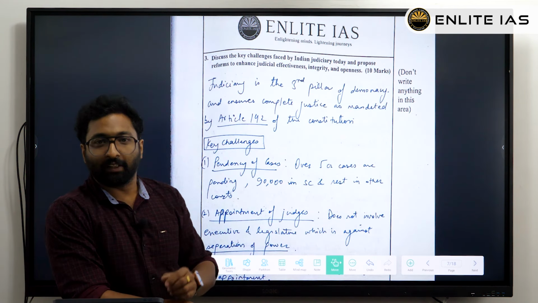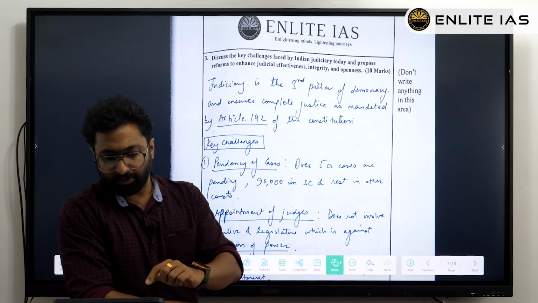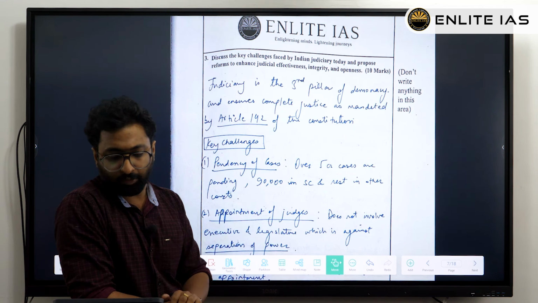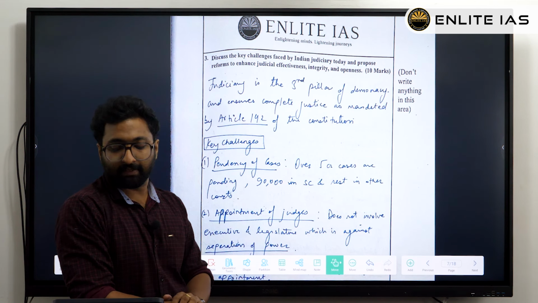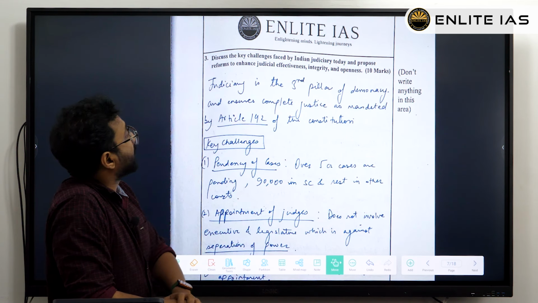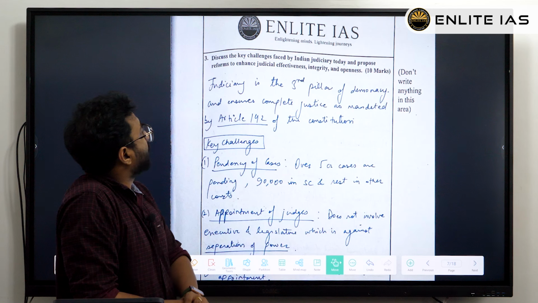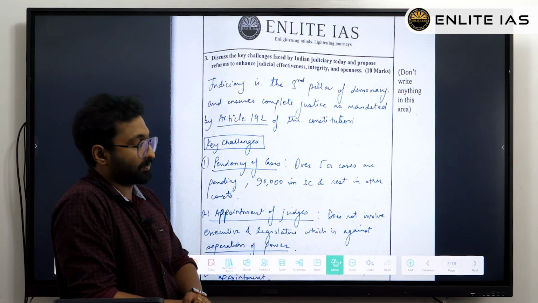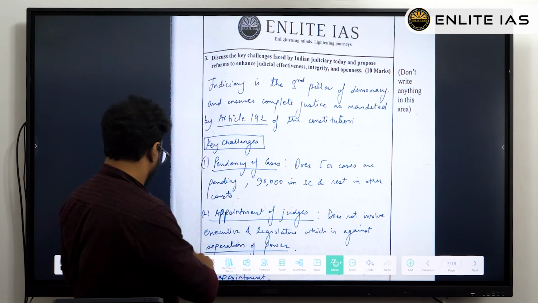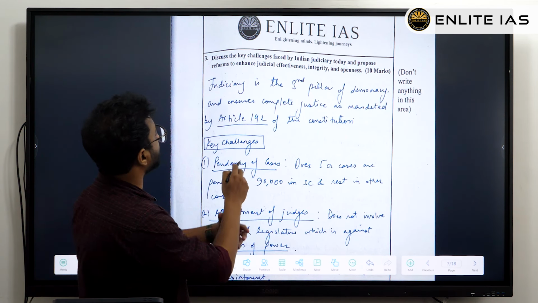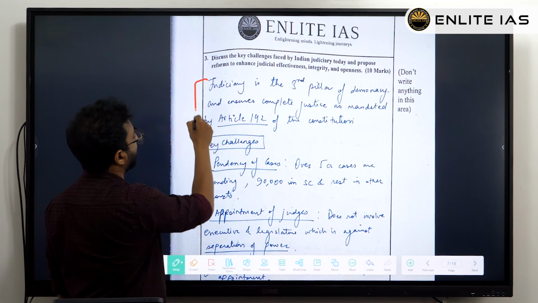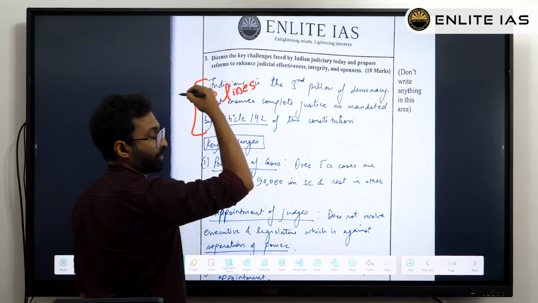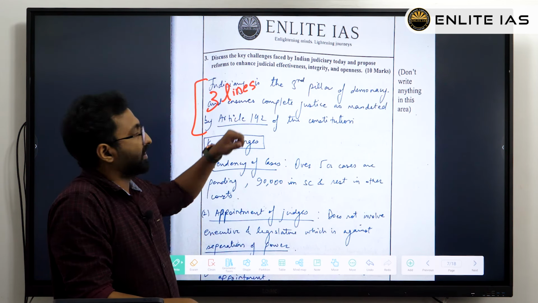Let me read out the question. Discuss the key challenges faced by Indian judiciary today and propose reforms to enhance judicial effectiveness, integrity and openness. What we can see from here is that he has written just 3 lines of introduction. This is all it needs.